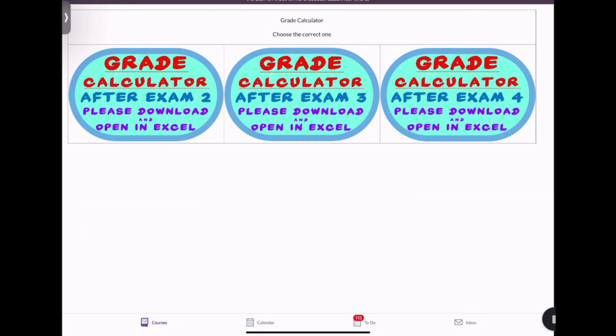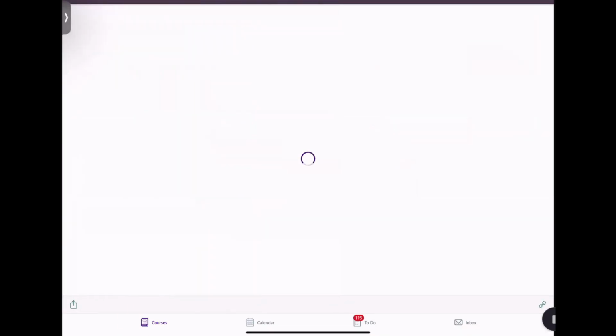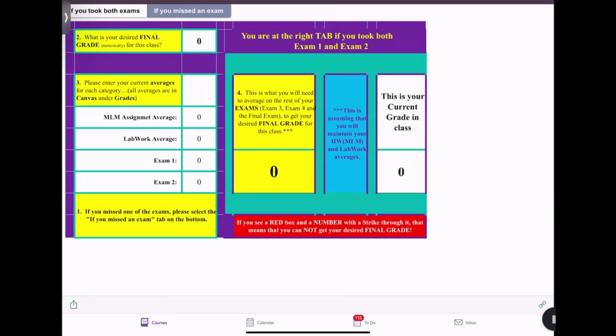So if you click on here right now, after exam 2, there's nothing to manipulate. You can't manipulate anything here. You're going to see 2 tabs on top, which when you open Excel will be the 2 tabs on the bottom. One says if you took both exams, and the other one says if you missed an exam. So some of you guys have taken both exam 1 and exam 2. Some of you only took exam 1 but not exam 2, or took exam 2 but missed exam 1. Okay? So there are 4 steps here.